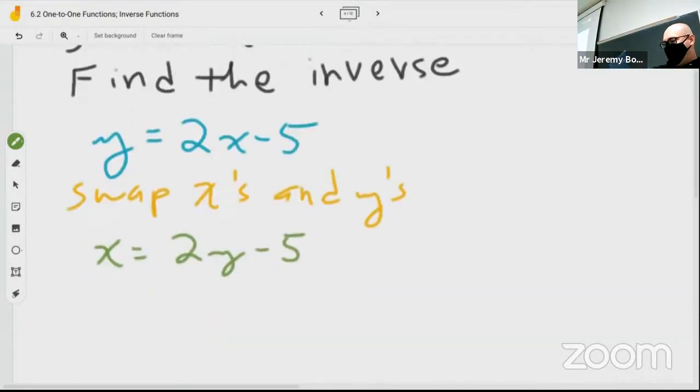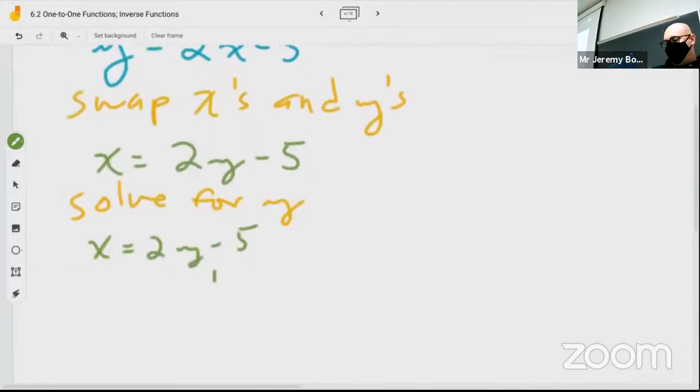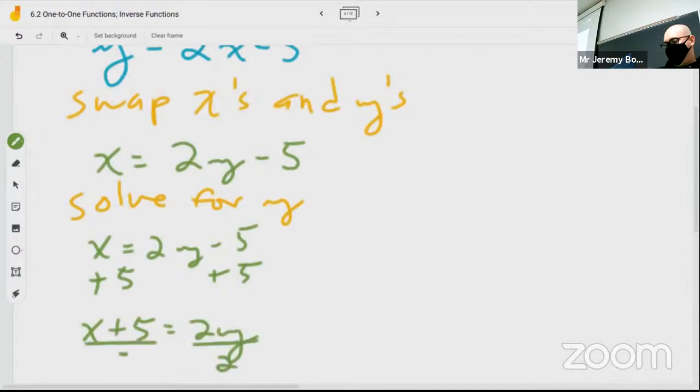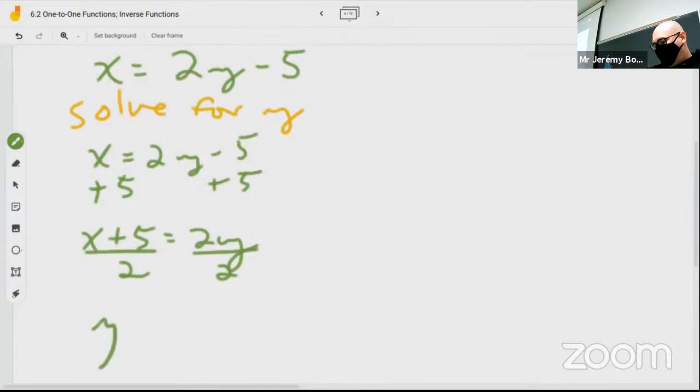And the next thing we're going to do is what? Solve for y. Yep. So let's rewrite it. We want to get y by itself, so let's add 5 to both sides. So we get x plus 5 is equal to 2y, and we'll divide both sides by 2. And so what we'll end up with is y is equal to x plus 5 over 2.